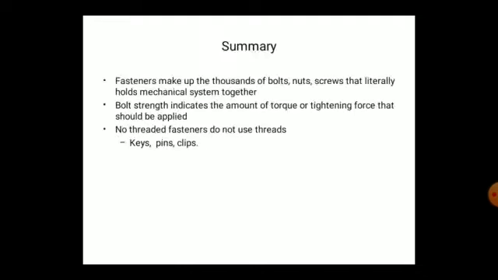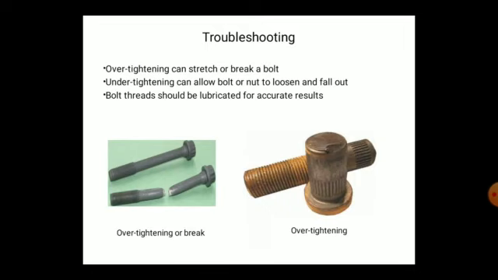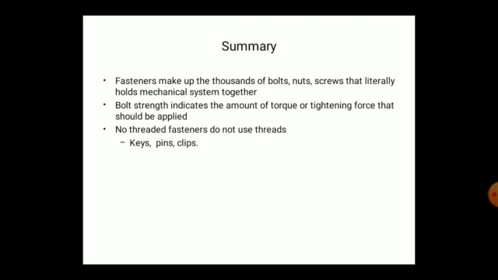In the case of a bolt, you can observe nut and bolt tightening and corrosion. These are the two faults that may occur in a nut and bolt. Otherwise, there is no mechanical failure in it. These are simple components you can use for fastening. So what you learned in the video is that fasteners are made of thousands of bolts, nuts, and screws that literally hold a mechanical system together.